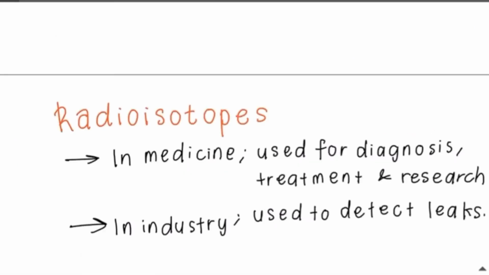Yes. Next, let us define radioisotopes. It is actually atoms of a radioactive element having equivalent atomic number, which is Z, but different mass number, which is A. Radioisotopes are unstable and will give off radioactive emissions during decay. One of the applications of radioisotopes is in medicine. It is used for diagnosis, treatment and research, while in industry, it is used to detect leaks.